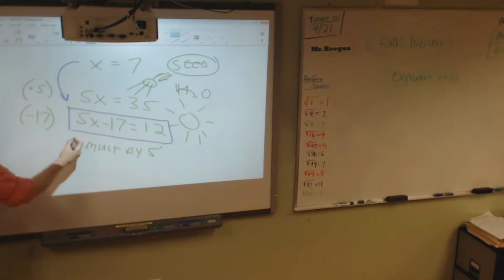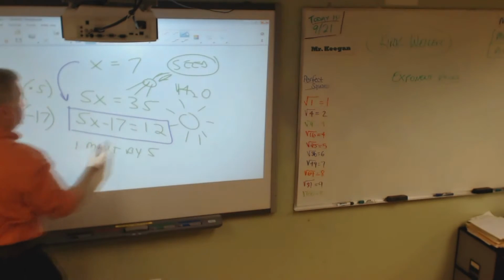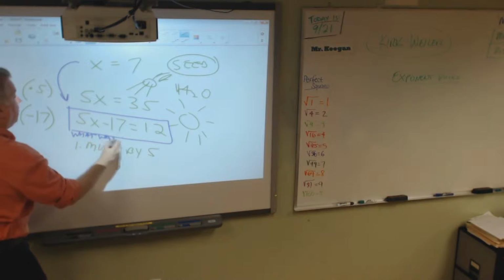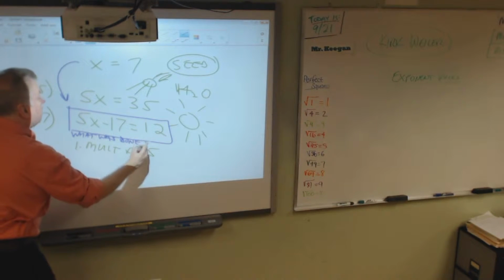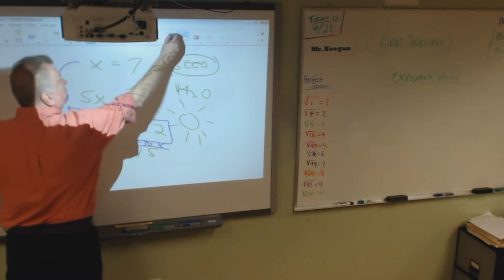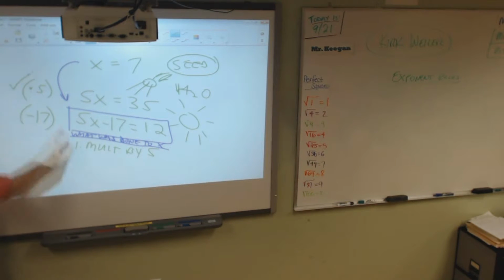That was the first thing that's done. Actually, let me call this what was done to the x. So the first step is we multiplied by 5. What was the second thing we did?